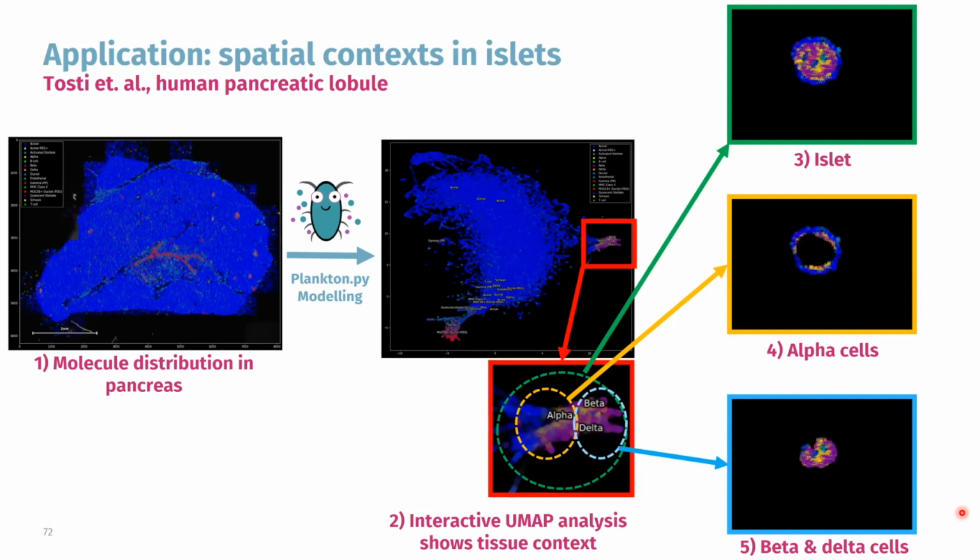We can also go into more detail. In this region with the islets, we can look into the substructures and break this down into the alpha cells and the beta and delta cells within it. So this is really an excellent exploratory data analysis tool.